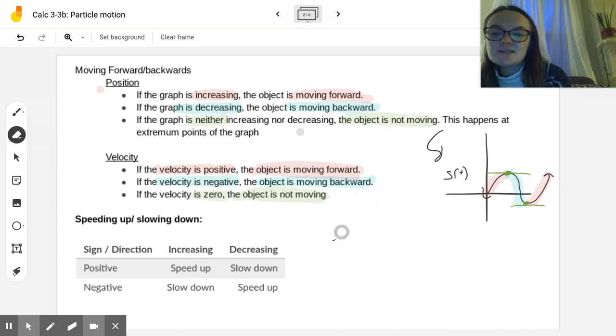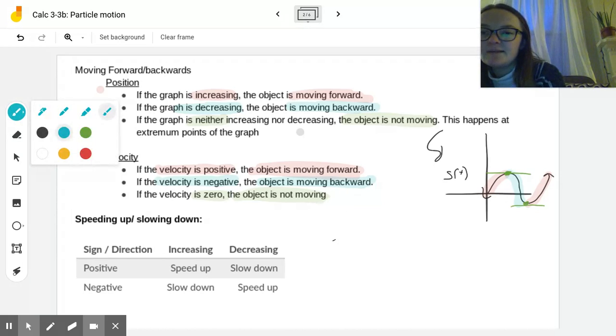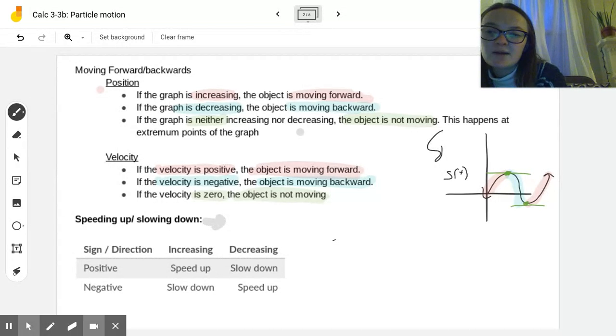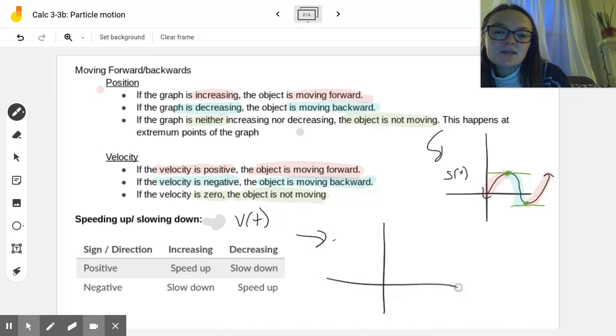All right, so this question right here is completely referring to a velocity graph. So I'm actually going to label it. I should have done that before. So this is for V of t. So if I have V of t, and we'll say V of t looks something like this.